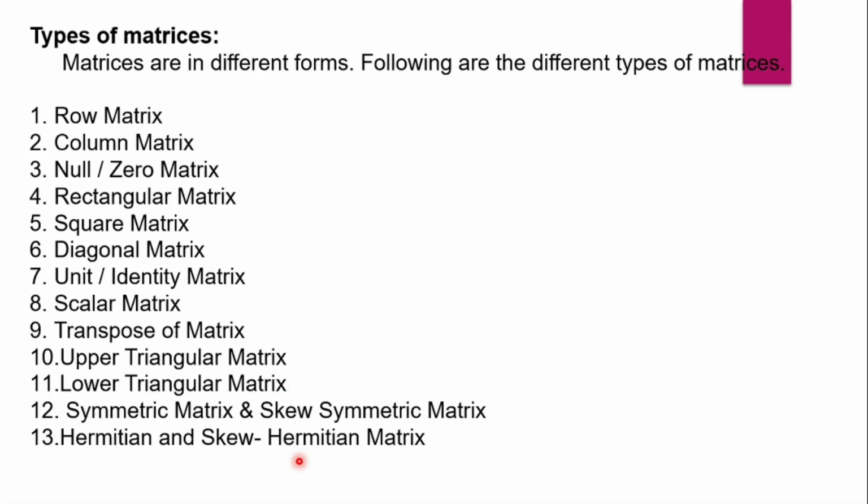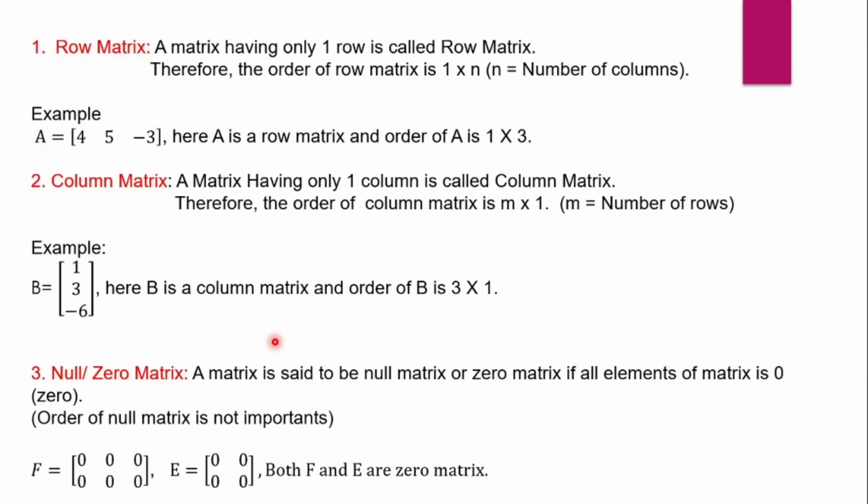Let's start with the first one, which is the row matrix. Now what is a row matrix? A matrix having only one row is called a row matrix. Therefore the order of a row matrix is always 1 cross n. The reason is I have only one row. For example, A is a matrix here consisting of elements 4, 5, 3, which are in only one row and 3 columns. So here A is a row matrix and the order of A is 1 cross 3.